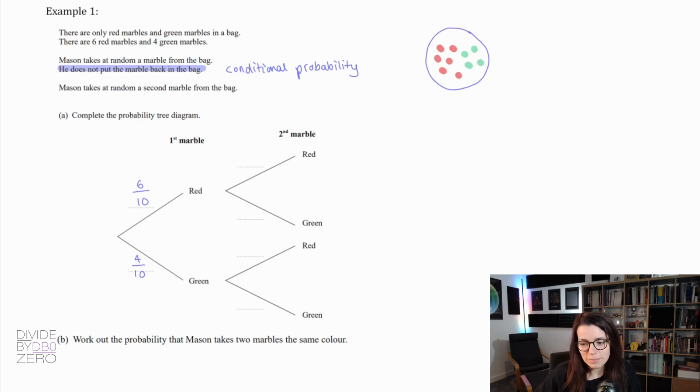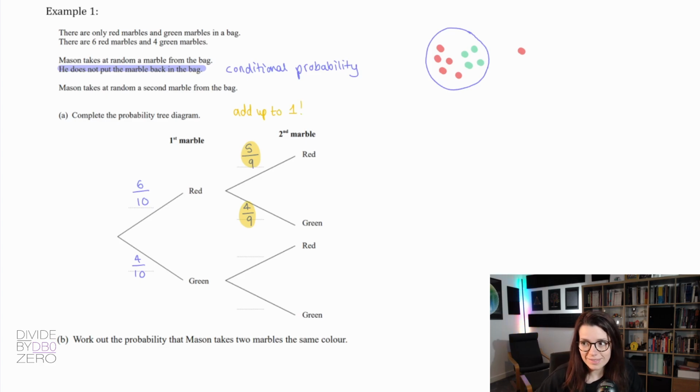So if we start with him choosing a red marble, take a red one out of the bag, now the probability of choosing a red is going to be 5 out of 9 because there are 5 red marbles left in the bag and 9 in total. In this situation, the probability that he'd pick a green one would be 4 out of 9 because there are still 4 green ones to choose from. He hasn't chosen one yet. And again, there's 9 in total. As a reminder, on probability tree diagrams, the probabilities on any set of branches will always add up to 1. So you can check here, 5/9 and 4/9 do in fact add up to 1.